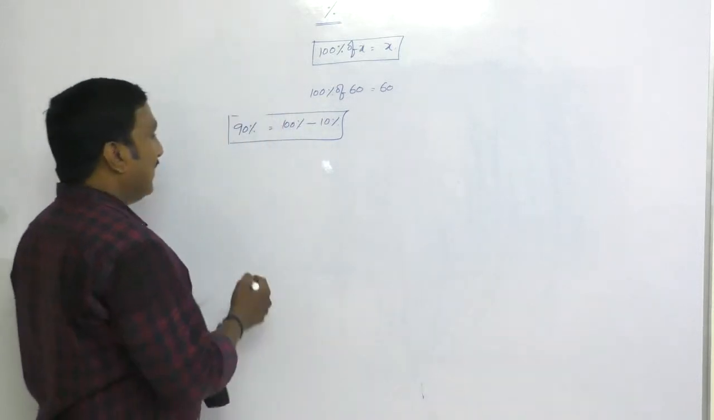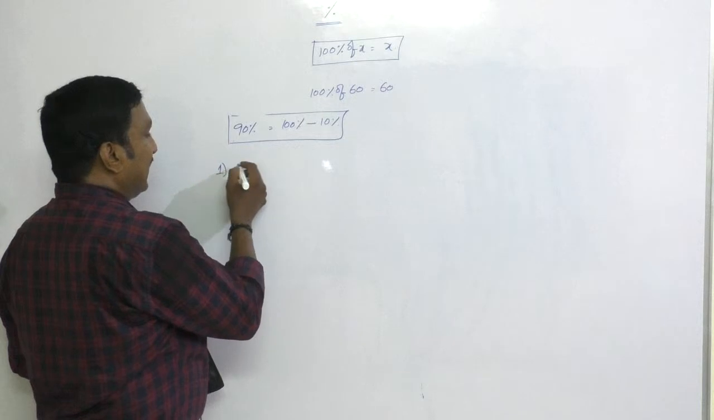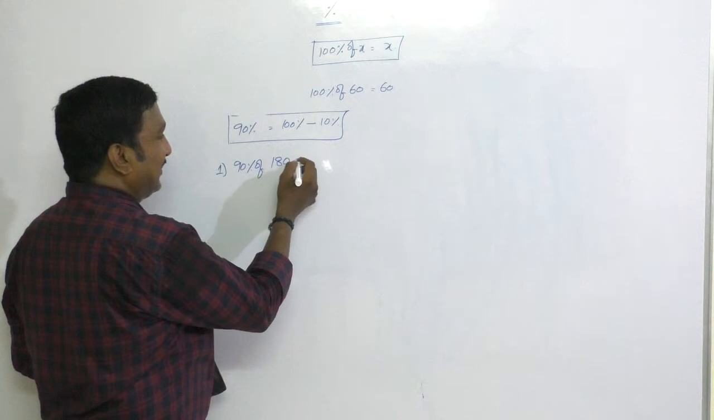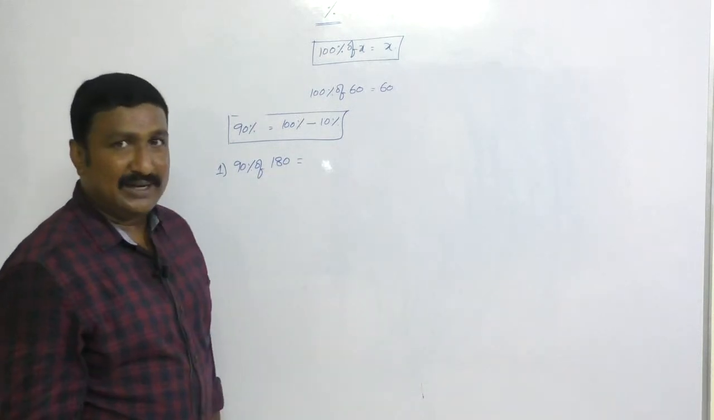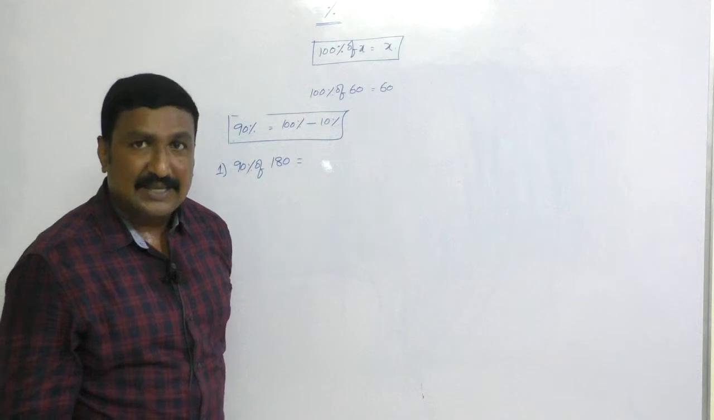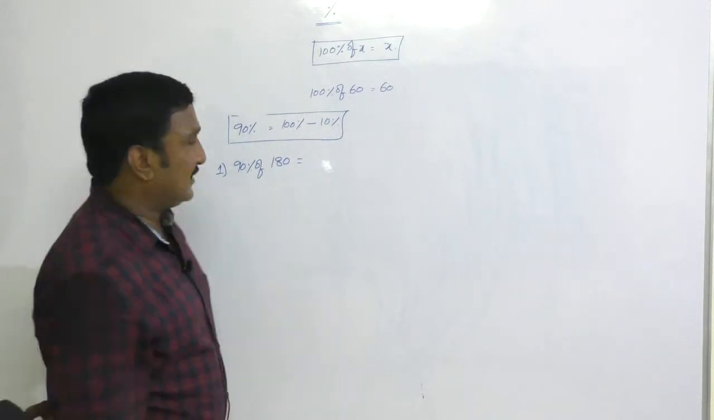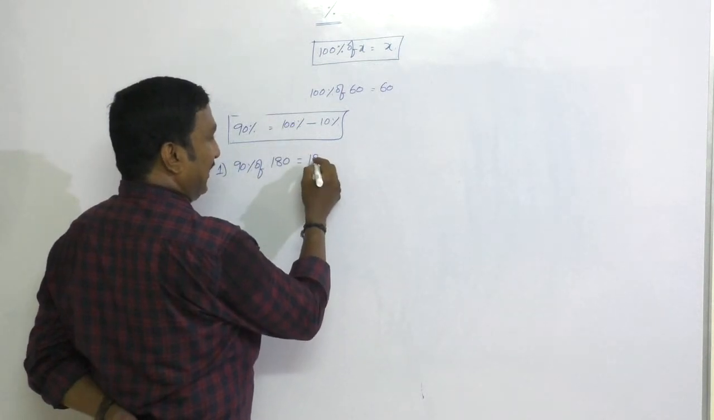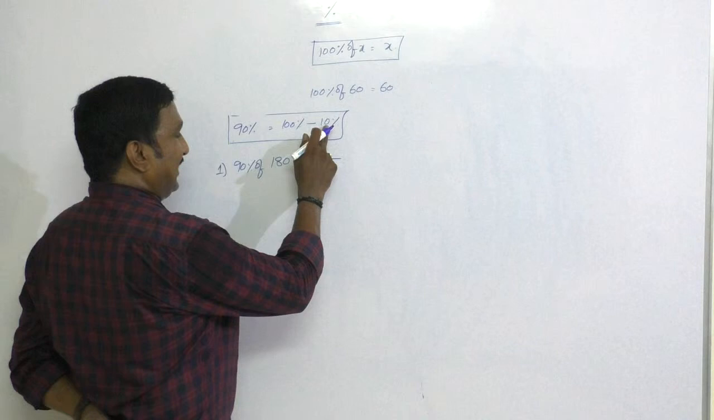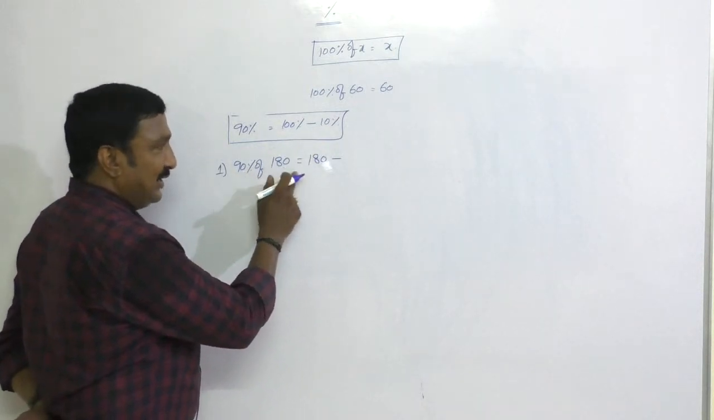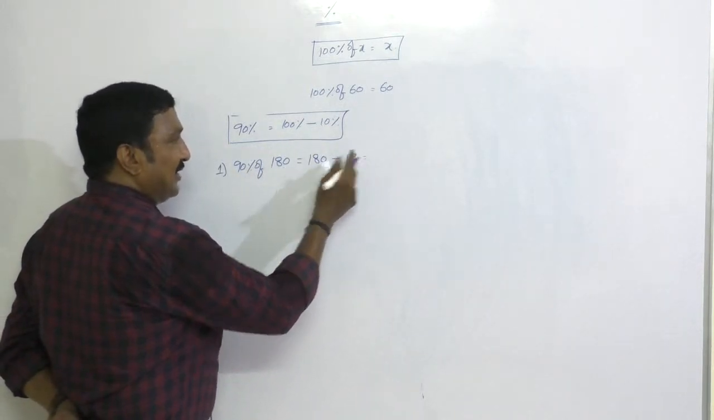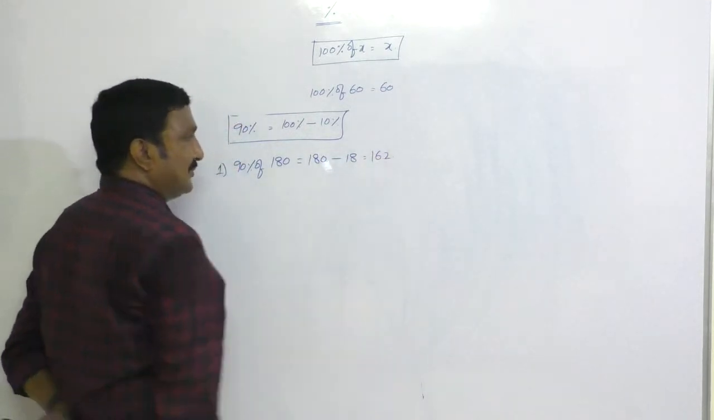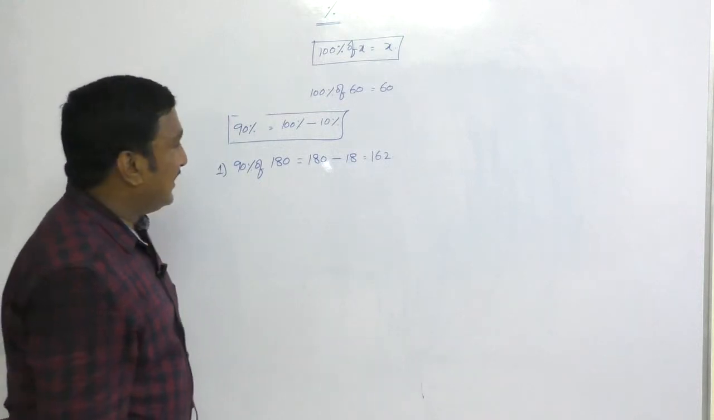So similarly, for example, I want to calculate 90% of 180. So 90% can be written as 100% minus 10%. So 90% of 180 is nothing but 100%, which is 180, minus 10% of 180. 10% of 180 is equal to 18. So 180 minus 18 is 162. Okay now friends, that is a 90%.